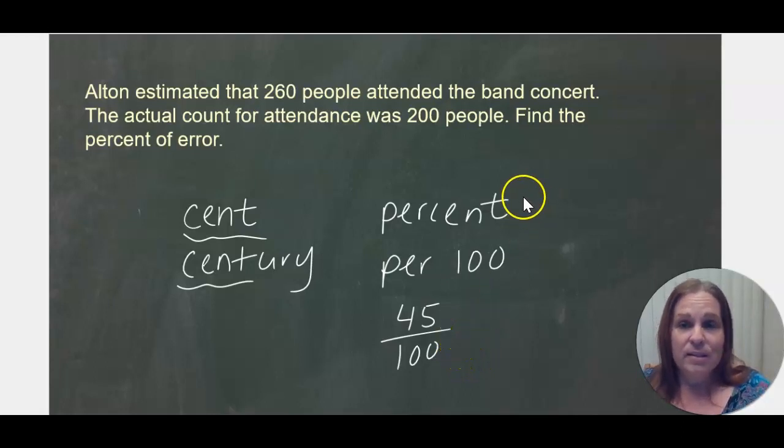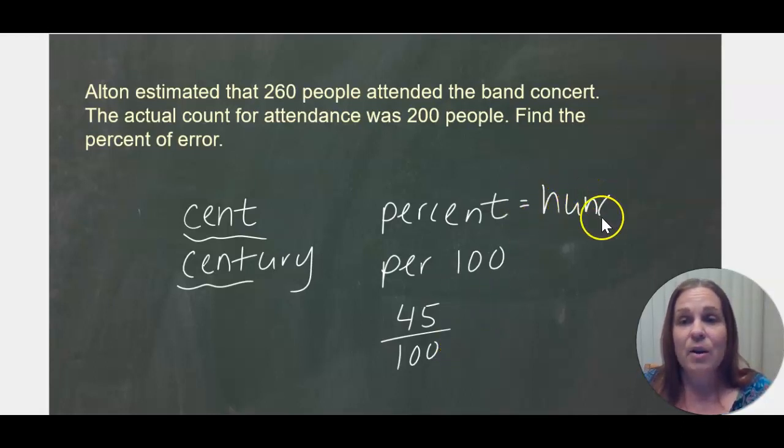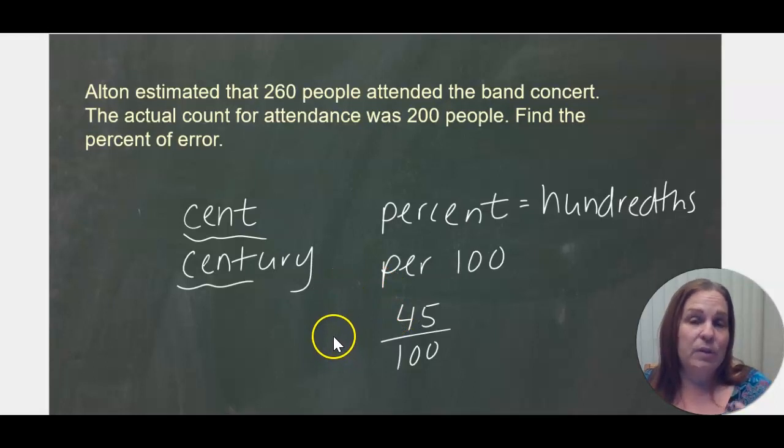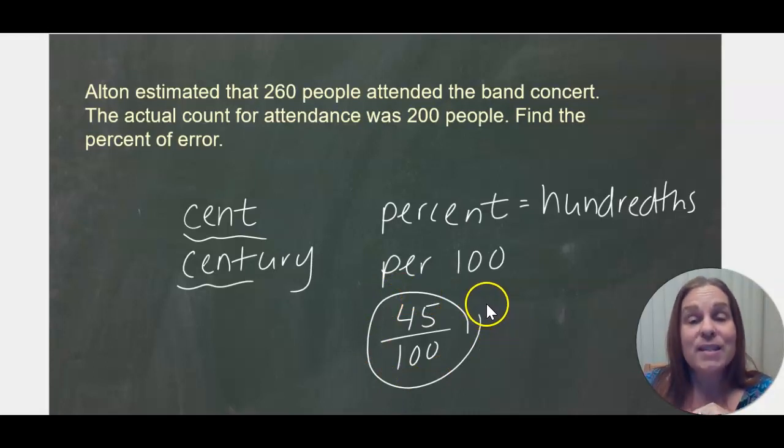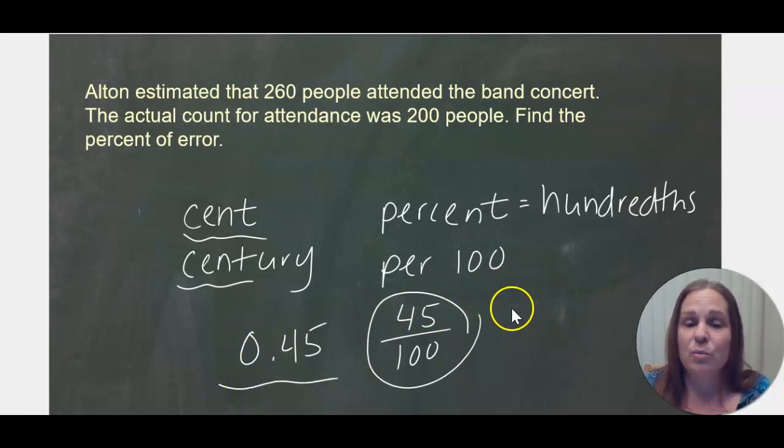Another way we can think of this is that percent means the same thing as hundredths, right? So if I say, again, 45%, you can say that as 45 hundredths. Percent and hundredths are synonyms, which means two words that have the same meaning, right? I could also write it as a decimal, 0.45. This is also another way to write 45 hundredths. So just keep in mind that percent and hundredths mean the same thing.